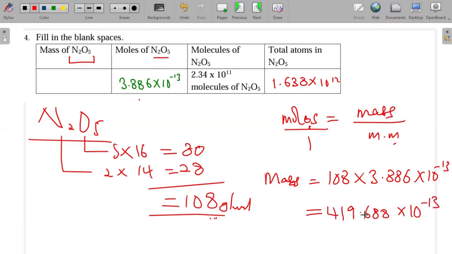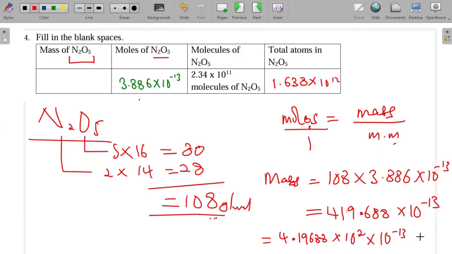But this is not scientific form. So we move this decimal place 2 times to the left. So 1, 2. That would mean I have 4.19688 times 10 to the power 2, because I've moved the decimal place 2 times to the left. So the power is positive, and then times 10 to the power minus 13.